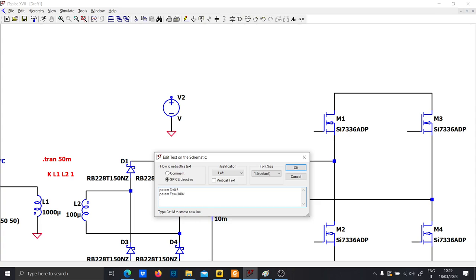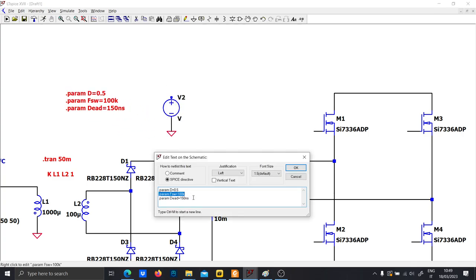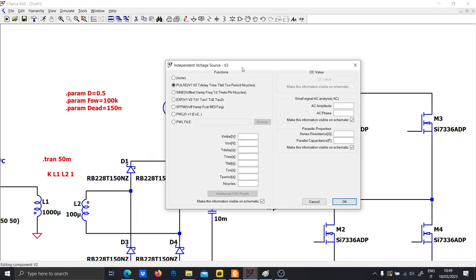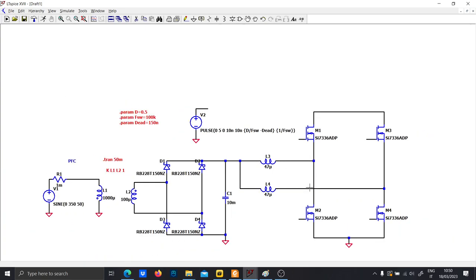And since this is a synchronous configuration, you also want, at the time of 150 nano, just nano is enough, let's put the output voltage, let's put the pulse, 0.5 volts. Yeah, should be enough. For the low side, nothing. 10 nano, Ton equal to D over FS minus dead, and the period is 1 over FS switch.